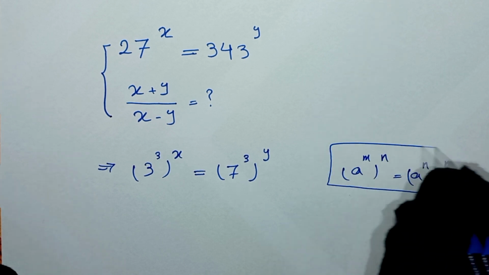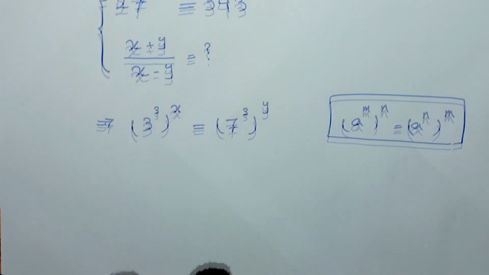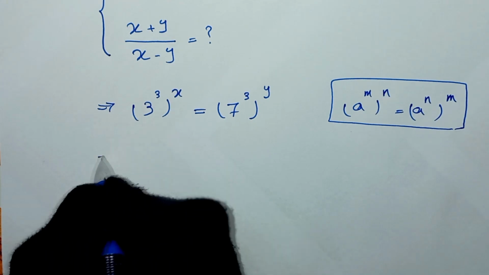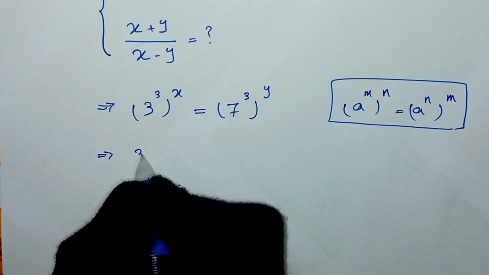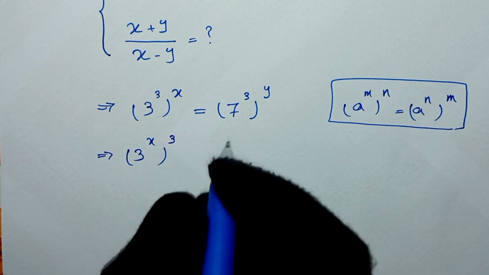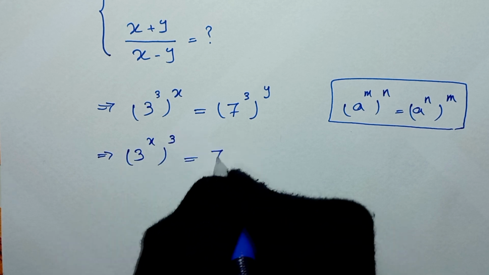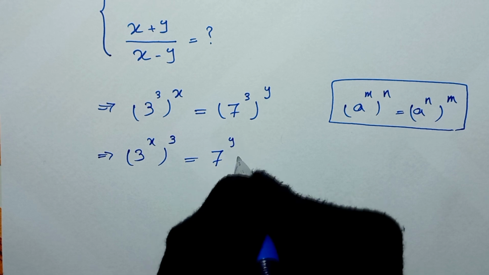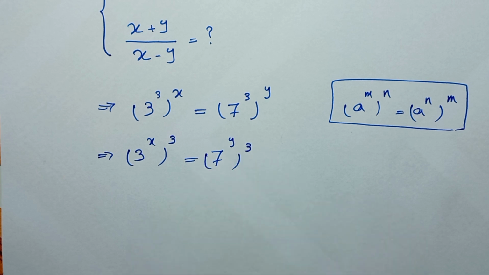So in here, we can write this as 3 to the power of x, to the power of 3, is equal to 7 to the power of y, to the power of 3.